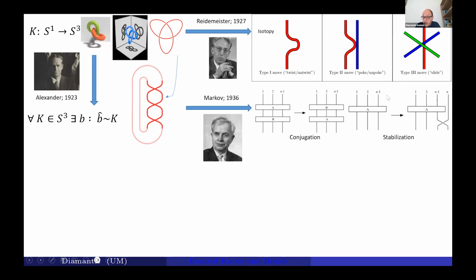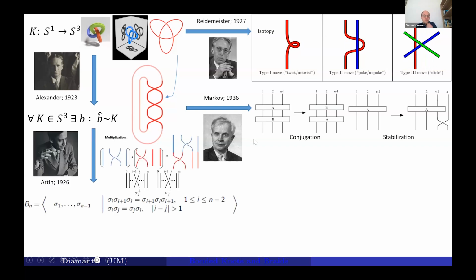So you can add an extra strand in the end that forms a positive or a negative crossing here. All right. Then Artin proved that the set of braids actually forms a group, the Artin group, the braid group, which has the generators sigma i that you can see here, and the operation is just concatenation. You just take one and put it above the other, right?